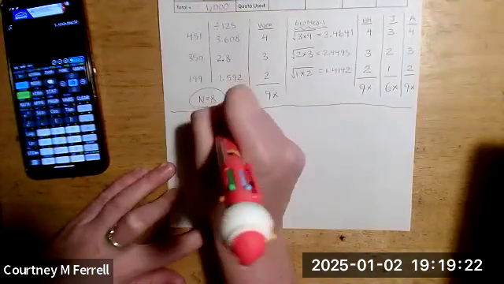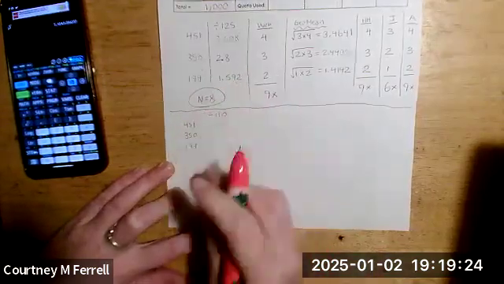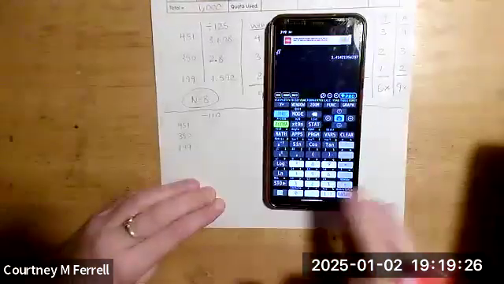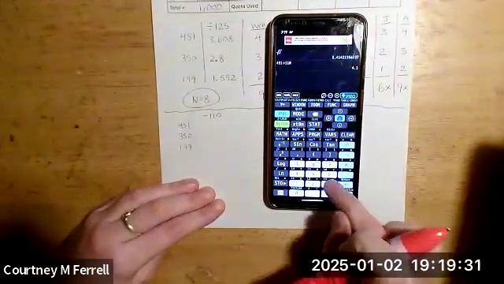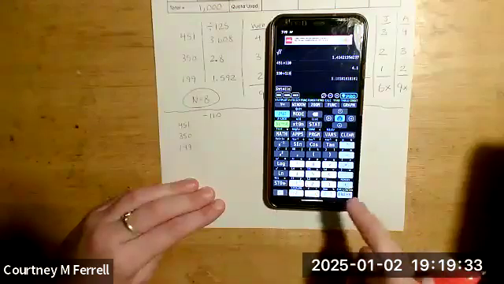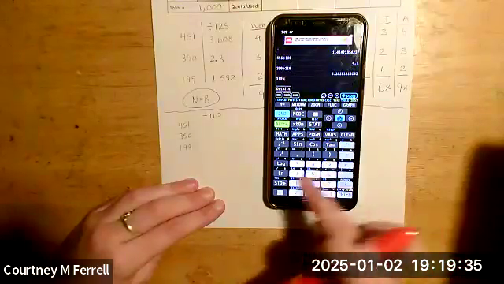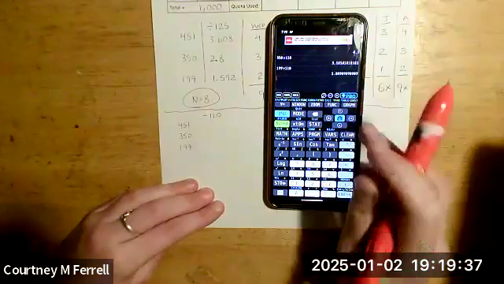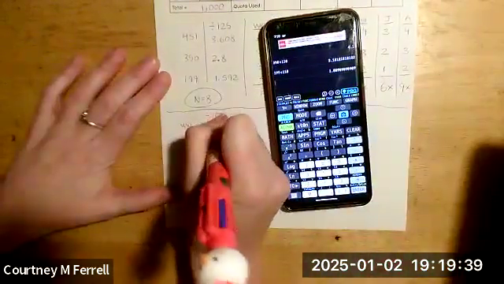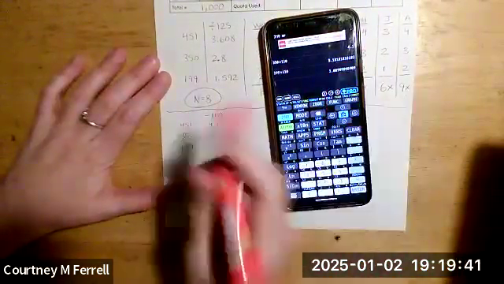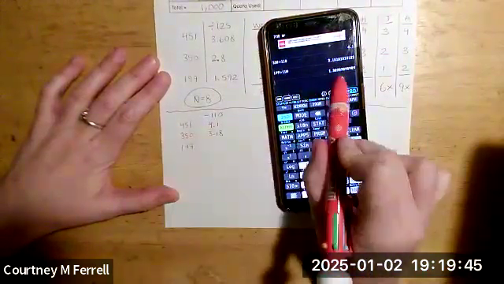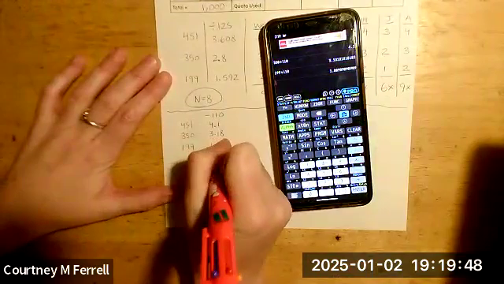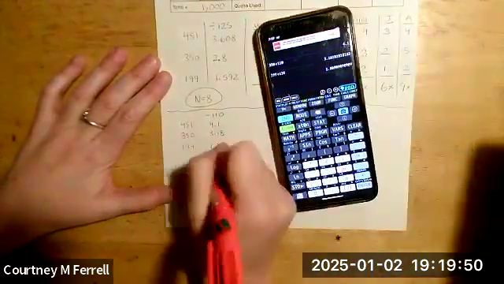We're dividing them all by 110. Let's see what happens when we do. Okay, so 451 divided by 110, 350 divided by 110, and 199 divided by 110. The first one was 4.1. The second one was 3.18. And this one was 1.8, and if I rounded, 1.81.